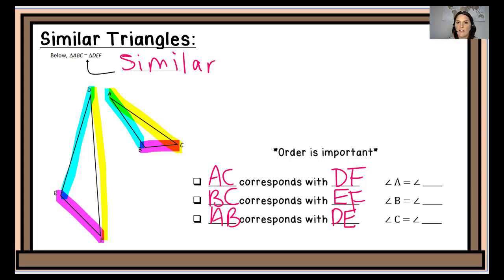The next thing we can look at for similar triangles are their angles. So angle A corresponds with angle D, angle C corresponds with angle F, and angle B corresponds with angle E.